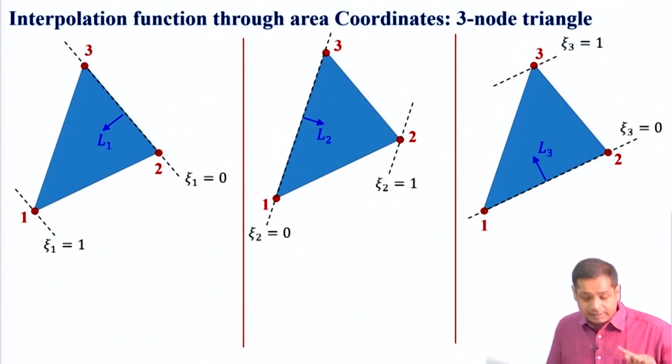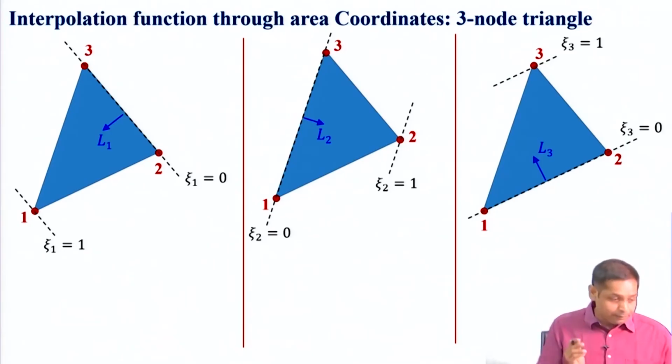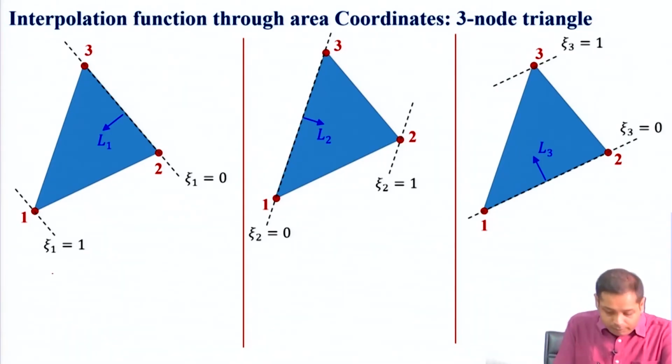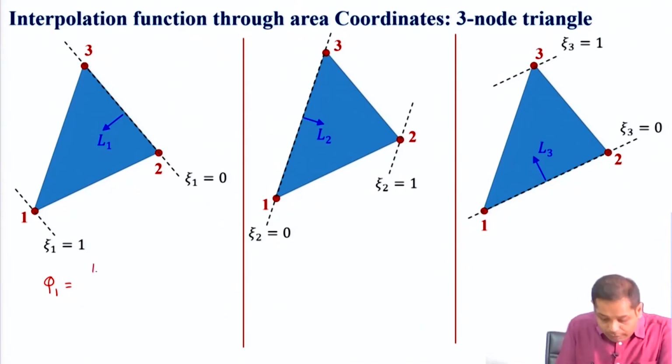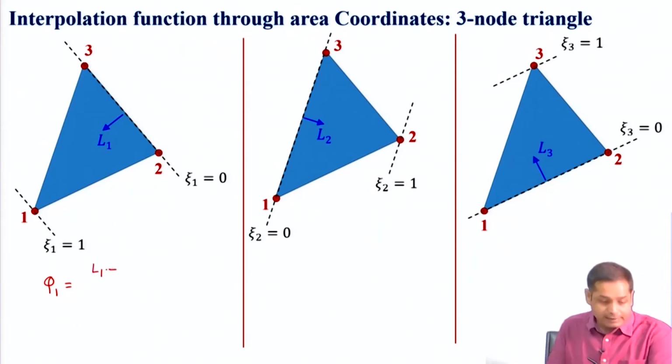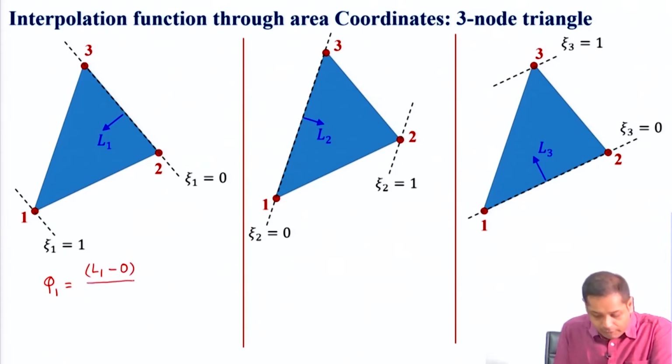Now for this, let us find out what phi 1 is. So phi 1 will be L1 minus this node, meaning the coordinate of this node, which is 0, and then divided by the coordinate of this node.